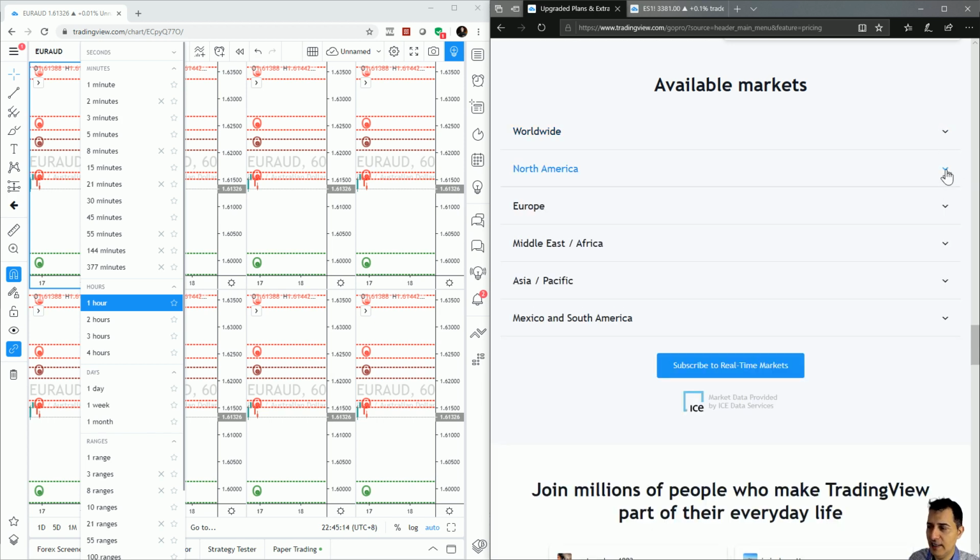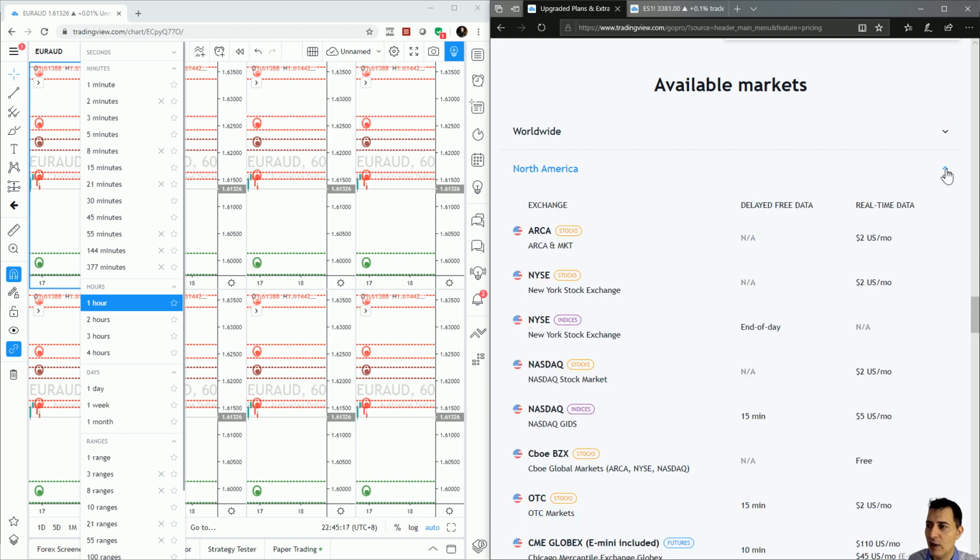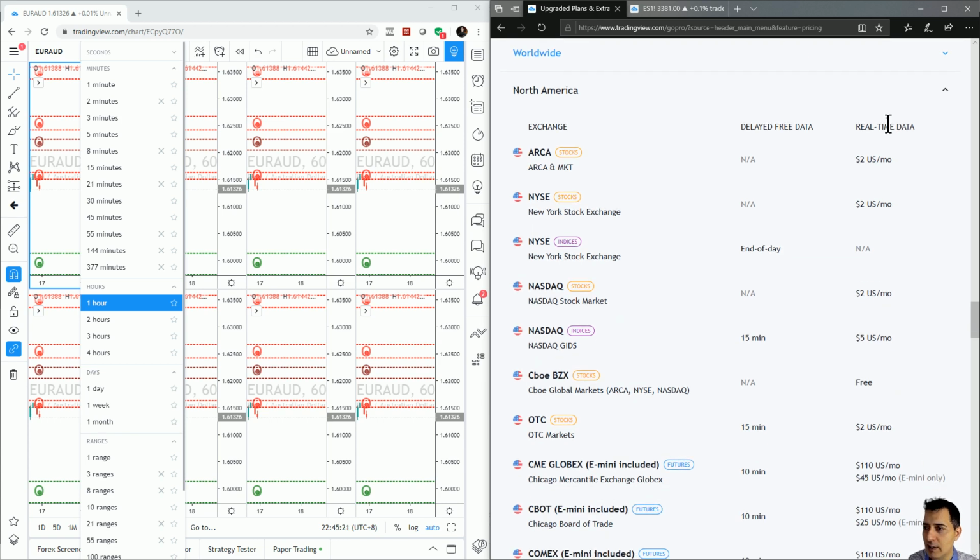Then we get into North America. And what do we have in North America? Wow, so many things. The largest markets in the world. Now we are dealing with exchanges, and therefore every case will be different. But you will see how this works.